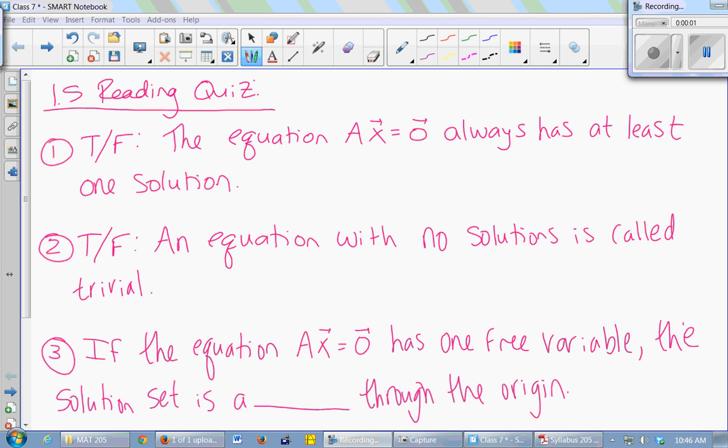Number one, the equation AX equals 0 always has at least one solution. True or false? True. What is the one solution it always has? The trivial solution, which is the 0 vector, right? Everything is 0. So this is true.